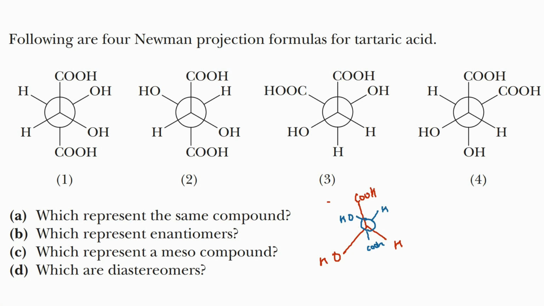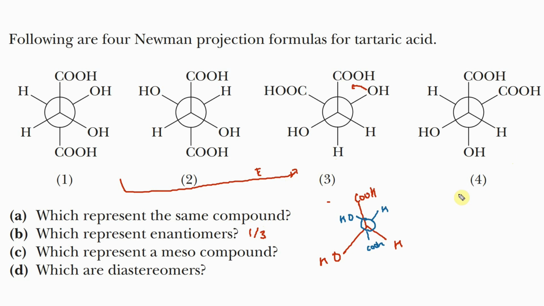Alright, now that we have written the mirror image of the first compound, let's match it. Now COOH, OH, OH, good. Now if we rotate this by 180 degrees, sorry, 60 degrees, what will be there? OH will be here, COOH will be here, OH is here, COOH is here, correct? So 1 and 3 are enantiomers. Okay, so 1 and 3 are enantiomers.